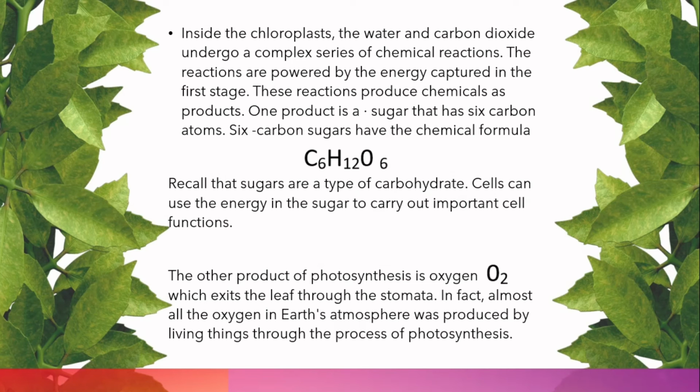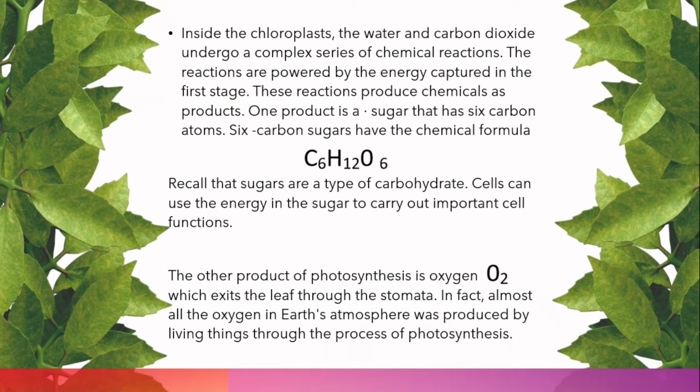These reactions produce chemicals as products. One product is a sugar that has 6 carbon atoms. 6 carbon sugars have the chemical formula that you can see here. Recall that sugars are a type of carbohydrate. Cells can use the energy in the sugar to carry out important cell functions.